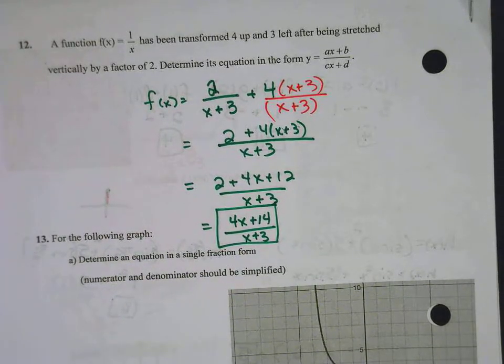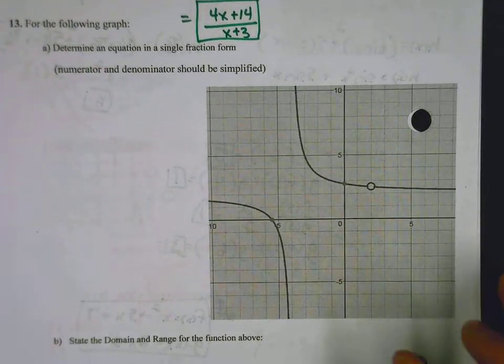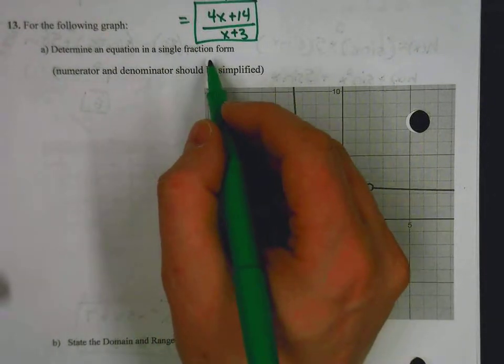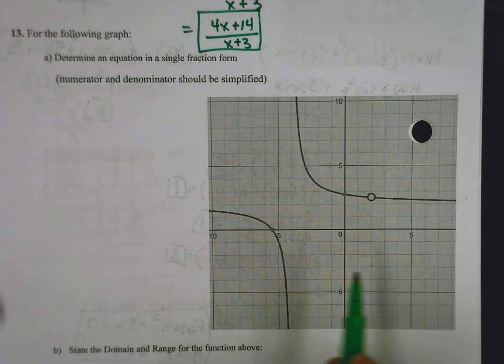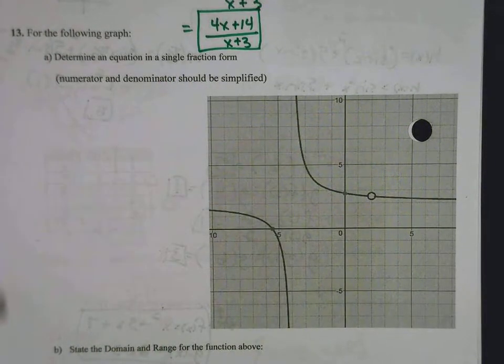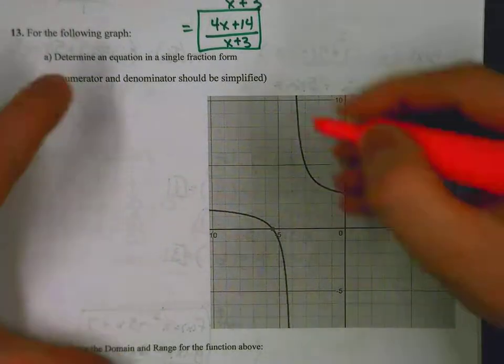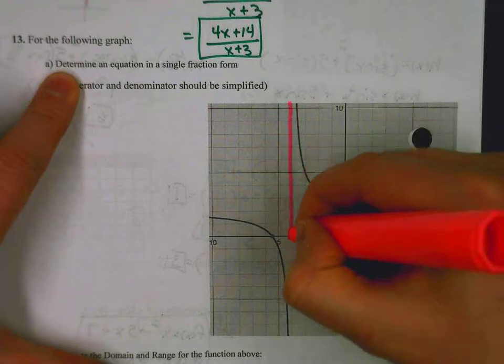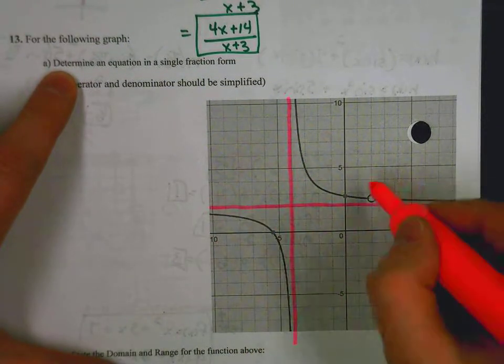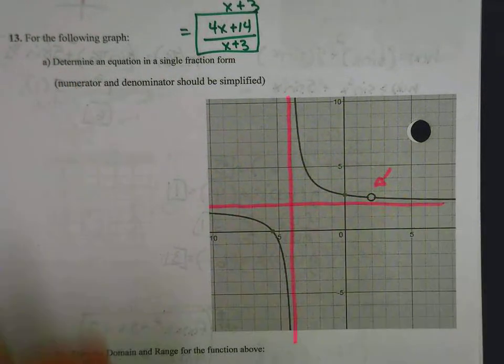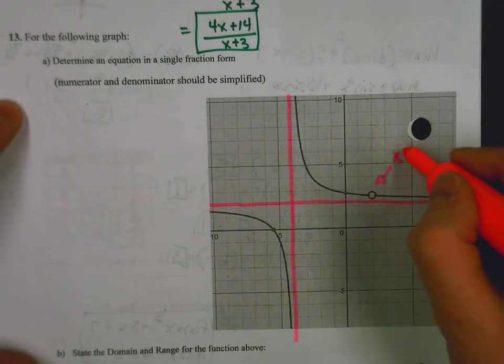Number 13 is our last question on the quiz, on the test. And it asks, for the following graph, determine an equation in a single fraction form, kind of like above where we combine things into a single fraction. The numerator and the denominator should also be simplified. So what we have is, it looks like a rational function, this 1 over x shape, and it looks like there's a vertical asymptote. It also looks like there's a horizontal asymptote. And important to note, there's a point of discontinuity at x equals 2.